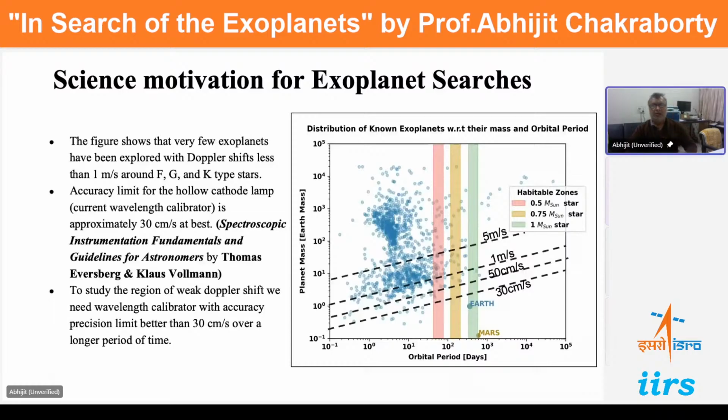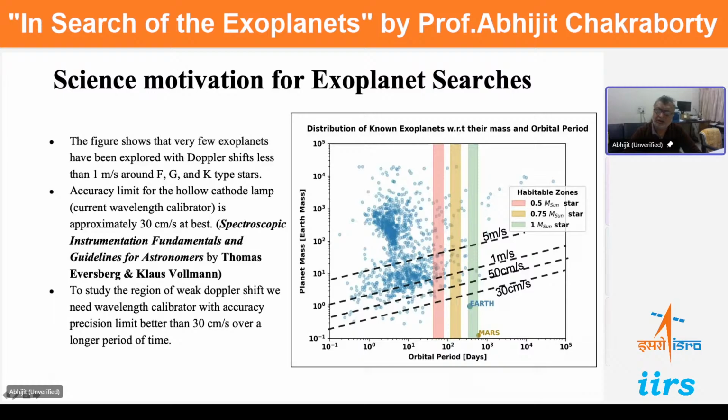Okay. So now what is the science motivation for exoplanet searches? First, as I said, we don't have an Earth twin kind of system so far, and all the planets known so far are like this. These dots are the planets that we know so far, and these numbers, 5 meter, 1 meter, 50 cm, 30 centimeter, and the positions of Earth and Mars shown here indicate what kind of precision you require in terms of radial velocity to actually detect these planets.